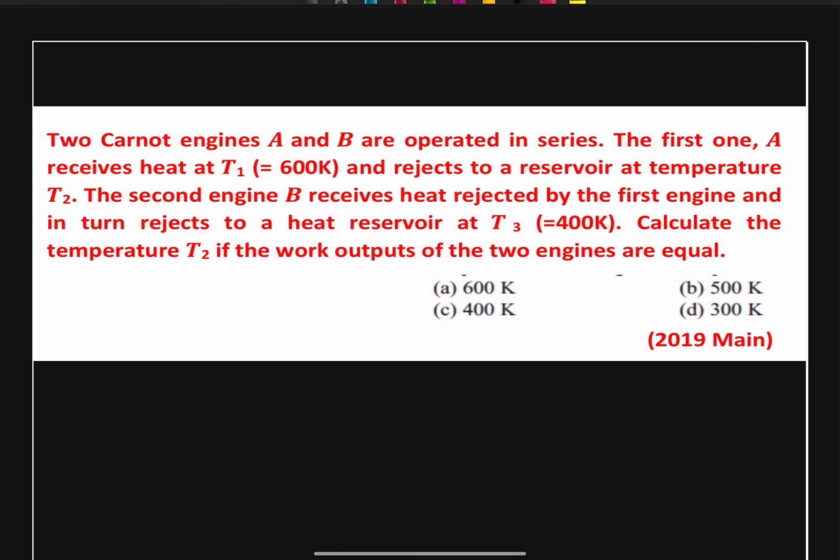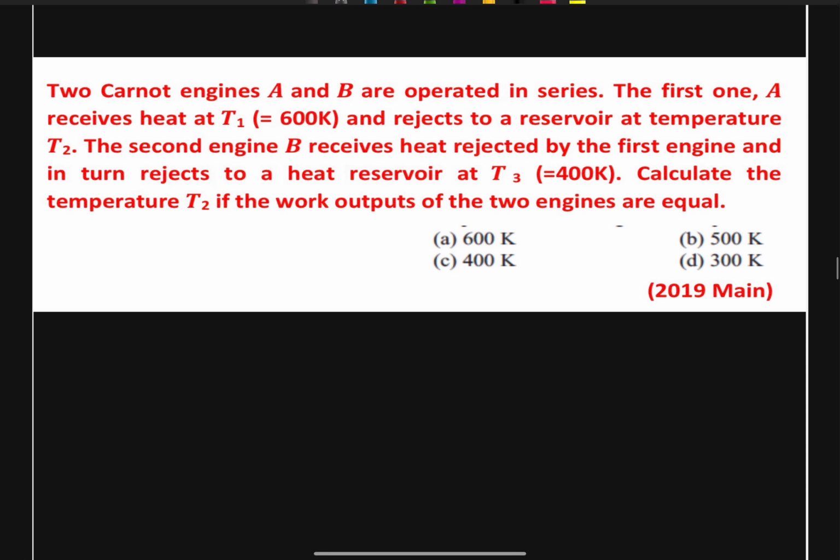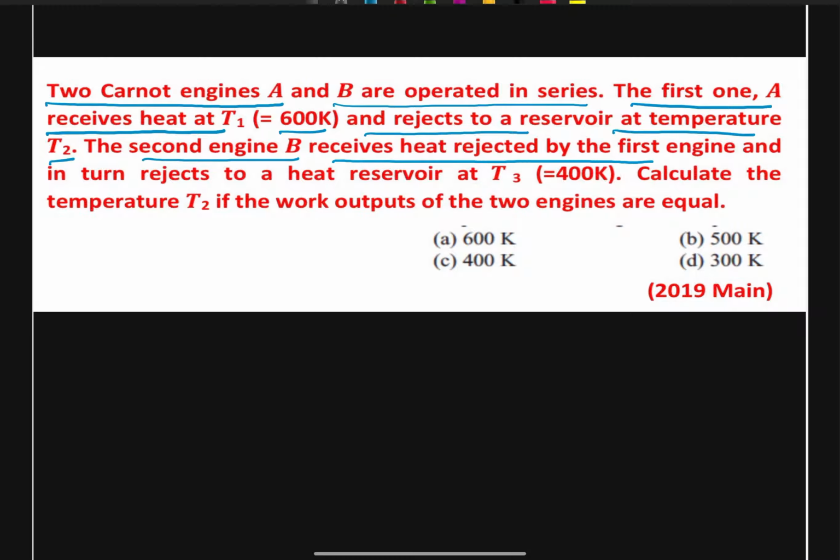So we are given two Carnot engines A and B operated in series. The first one, A, receives heat at T1 equal to 600 Kelvin and rejects to a reservoir at temperature T2. The second engine, B, receives the heat rejected by the first engine and in turn rejects it to a heat reservoir at T3, which is 400 Kelvin. Calculate the temperature T2 if the work outputs of the two engines are equal.